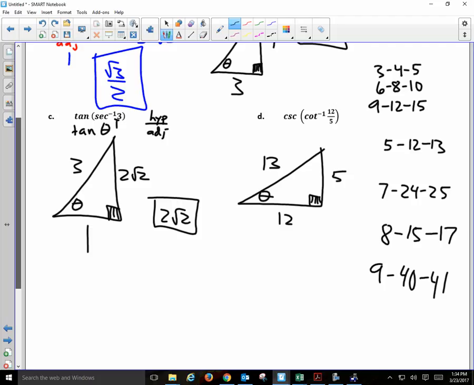All right. So if we do cotangent inverse, what do we come up with? Theta. So now we're going to take the cosecant of theta. Well, cosecant is the reciprocal of sine. Sine is opposite over hypotenuse. So we're going to do hypotenuse over opposite.